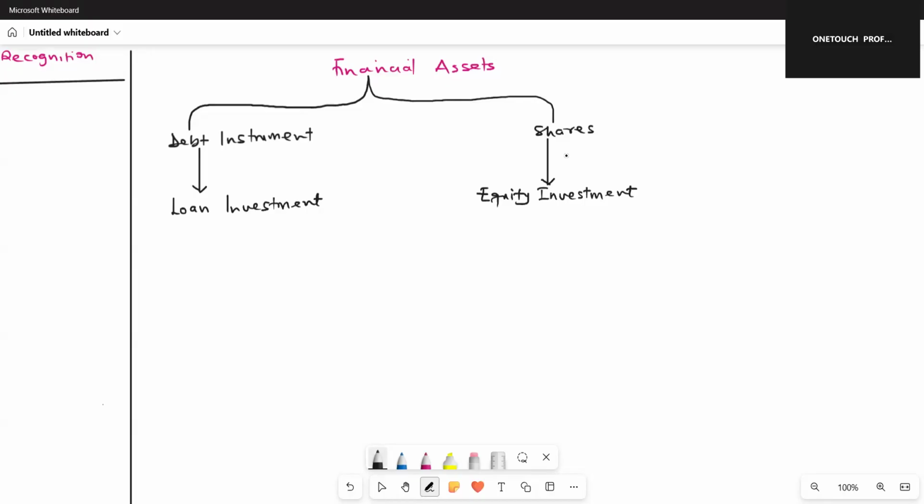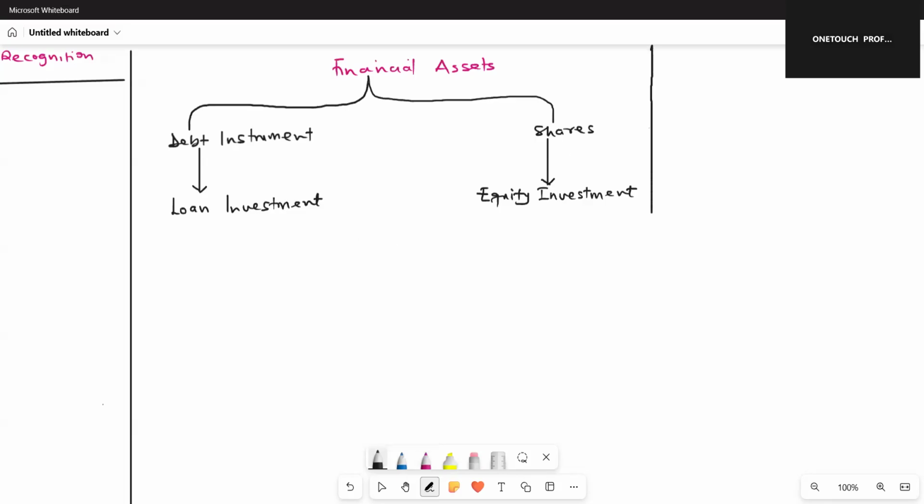This is what we learned. So for financial assets, we'll be looking at how to deal with loan investments and how to deal with equity investment. It's very, very important. So let's look at the loan investment first.